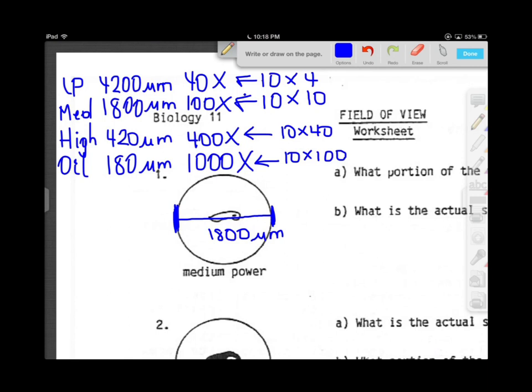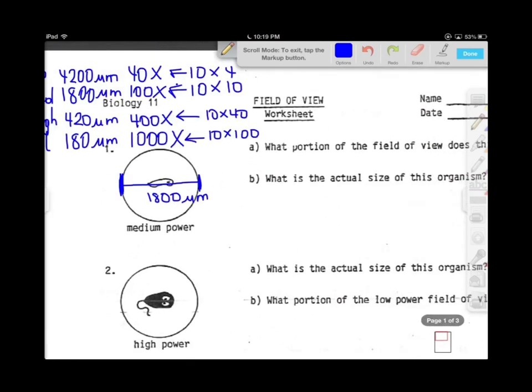Think about it. Oil is very seriously zoomed in, and it's a really, really tiny area that you're looking at. That area is so small of the circle that its diameter is only 180 micrometers. That's why oil is so blurry, and we have to do a little drop of oil to gather the light so it doesn't scatter and get super blurry on us. Point is, we know how wide these field diameters are. So how about we do a few calculations?